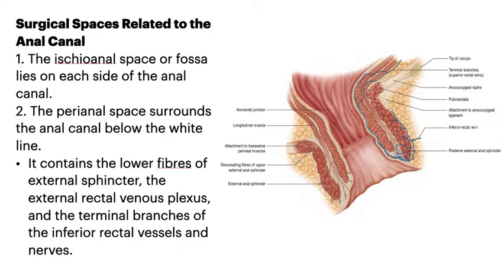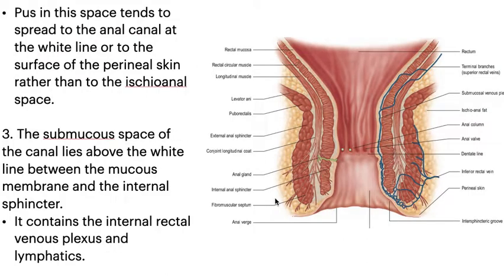Now, the surgical spaces related to the anal canal: you all are aware of the ischioanal space. Let's not go too much into detail of that. We've already done it many times. The perianal space surrounds the anal canal, containing lower fibers of the external sphincter, the rectal venous plexus, and the terminal branches of the inferior rectal vessels and nerves. Now, pus in this area spreads transversely through the anal canal into the ischioanal space.